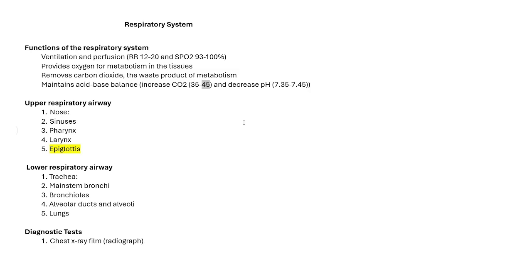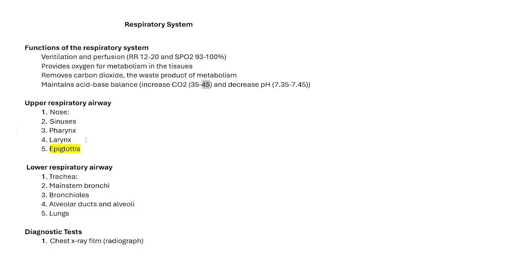Now, I would like us to talk about the upper respiratory airways. I'm bringing these up because they are very, very important, and these are terms that you'll be seeing in the NCLEX. For example, when we talk about the upper airways, we're talking about the nose, the sinuses, the pharynx, the larynx, and then the epiglottis. An infection of the epiglottis results in what we call epiglottitis.